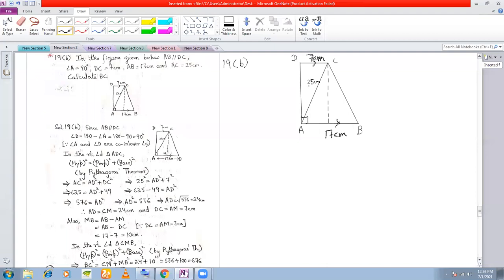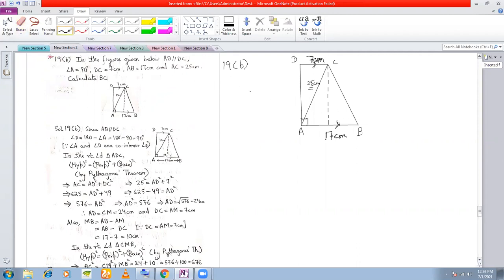AC is equal to 25. You can see 25 centimeter here. You need to calculate the length of BC. That means you need to calculate this length here. Okay. So now, how do we calculate this length?